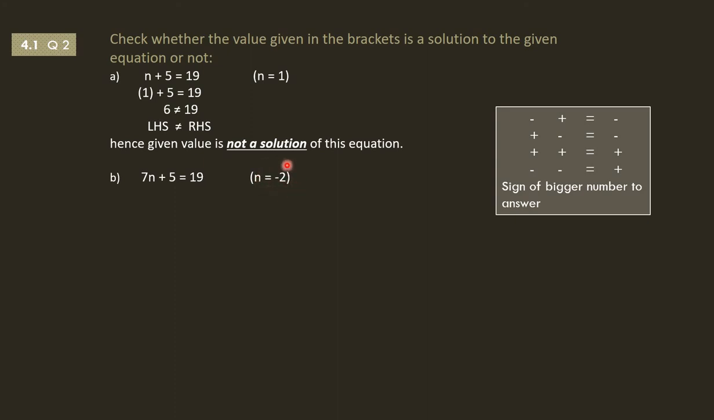चलो फिर ये जो minus 2 है वो हमें डालना है इक्वेशन के लेफ्ट हैंड साइड में. What is left hand side? 7n plus 5. n की जगह पे मैं डालूंगी minus 2. But don't forget to write this minus 2 into the bracket because it is easy to understand and it is a way of writing the negative number. So next step will be LHS is 7 into the bracket minus 2 plus 5.